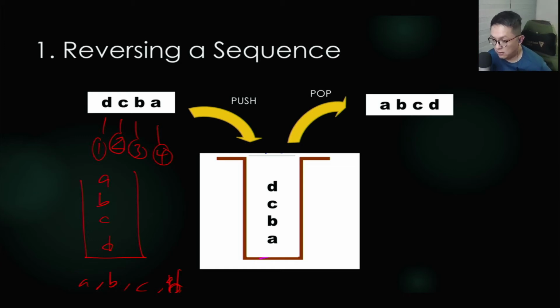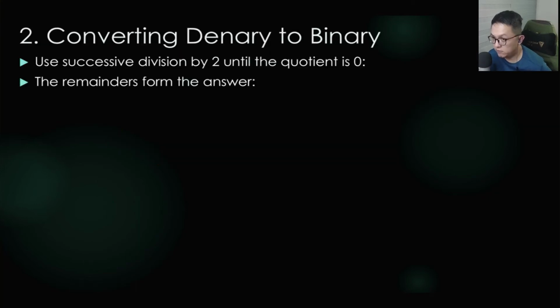All right, next we're going to look at one more application. This is something that you have done before, how to convert denary to binary numbers. Remember last semester we learned to convert denary to binary. We keep on dividing by 2. So maybe let's just take a simple number, say 47.